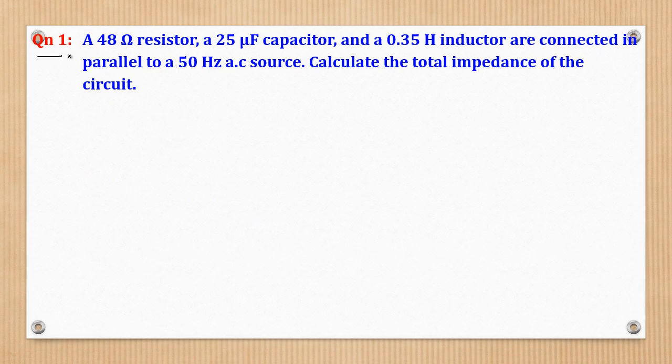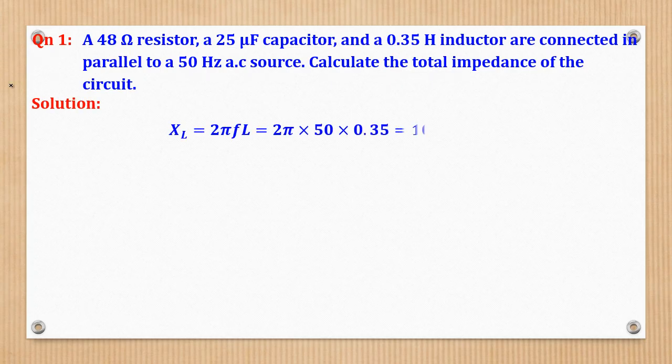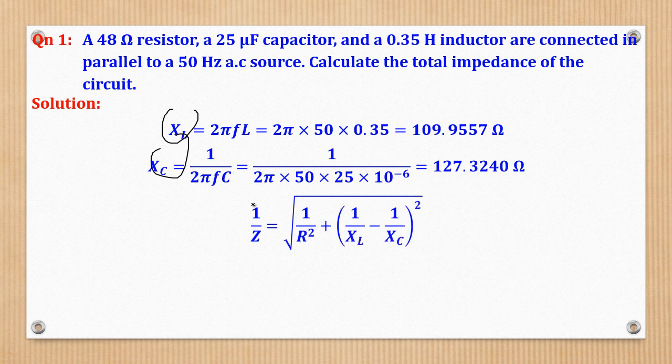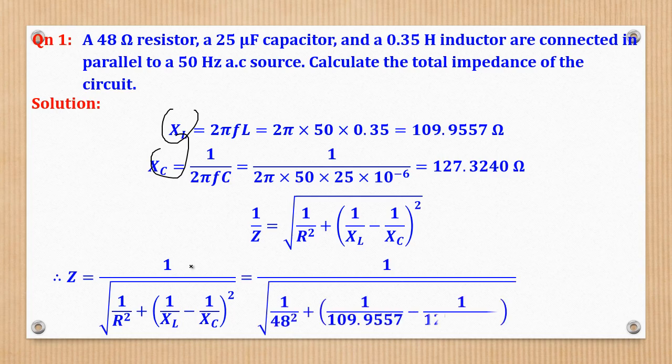So with that, we shall go through these questions. Question 1 says, a 48 ohm resistor, a 25 microfarad capacitor, and a 0.35 Henry inductor are connected in parallel to a 50 Hz AC source. Calculate the total impedance of the circuit. So we need the inductive reactance and also capacitive reactance. Then you can get the total impedance. Quote the formula, substitute, and get the output as the impedance.